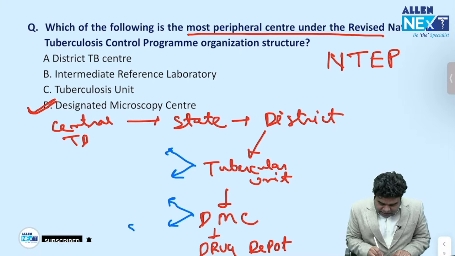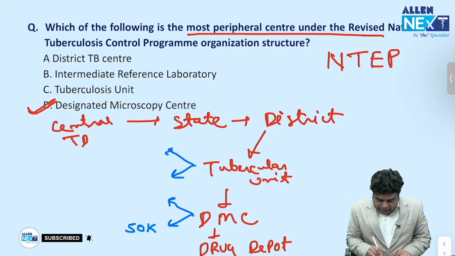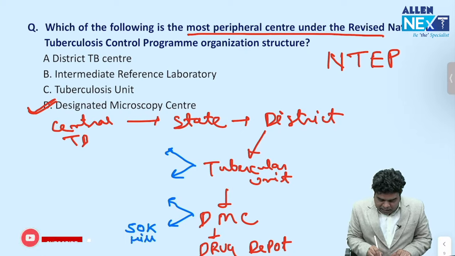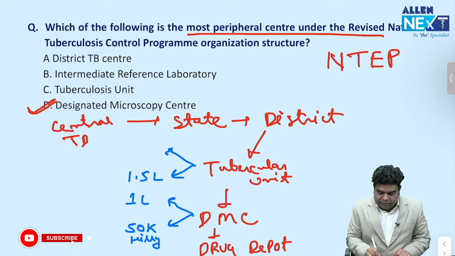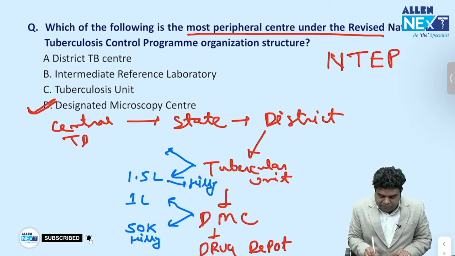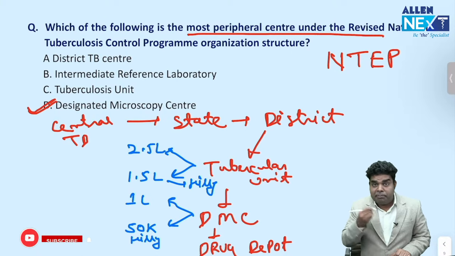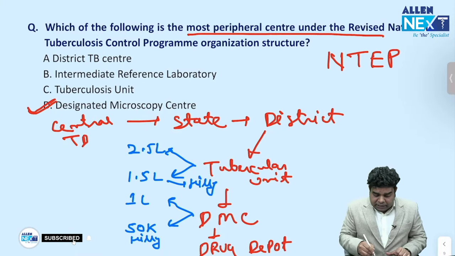That DMC is needed at 50,000 in a hilly area where people are living far apart, 1 lakh in plain area. And the Tubercular Unit is needed at 1.5 lakh in hilly area where people are far apart, and 2.5 lakh in plain area. Now, how to remember these things?